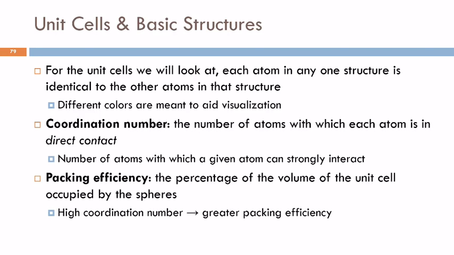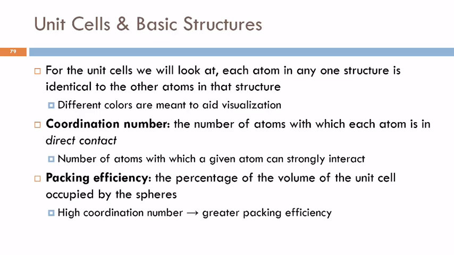So the unit cells we're going to look at in this section have all of the particles being identical, but they're going to sometimes be colored differently. That doesn't mean that they're different types of atoms. It just is to help us understand what we're looking at, because it's kind of hard to represent these three-dimensional things in 2 dimensions on the screen.